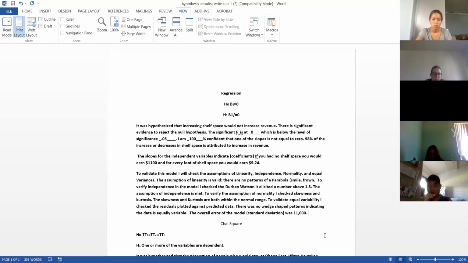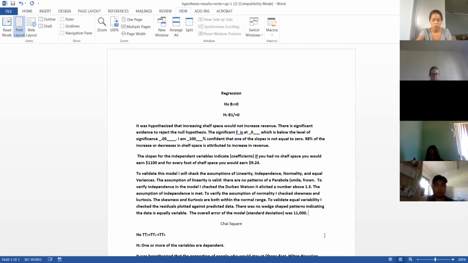It was hypothesized that increasing shelf space would not increase revenue. There's significant evidence to reject the null hypothesis. The significant F was at 0, which is below the level of significance of 0.05. I am 100% confident that one of the slopes is not equal to 0. 98% of the increase or decrease in revenue is attributed to the increase in shelf space.